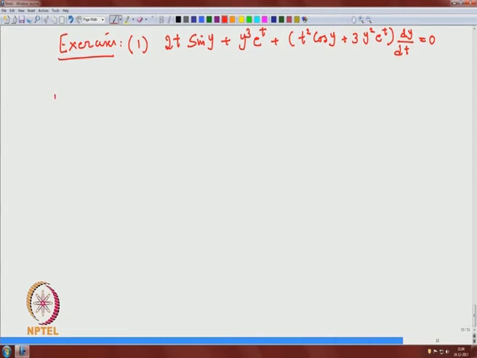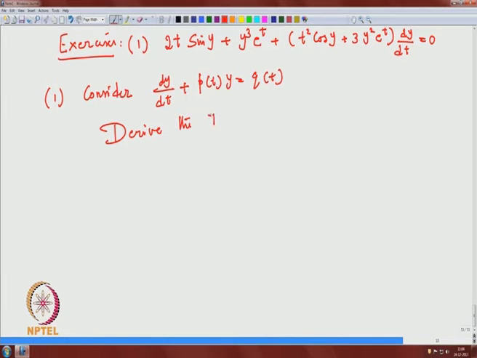The second exercise is what you have already seen. Consider this linear first order equation: dy by dt plus p(t) y is equal to q(t). Derive the integrating factor using this. You have seen the integrating factor already in the first order equations studied earlier.